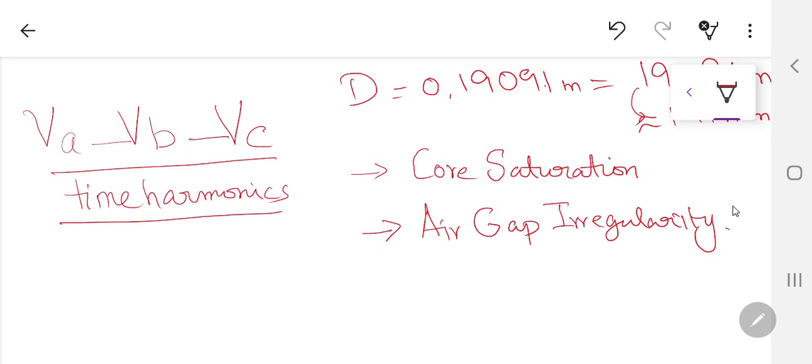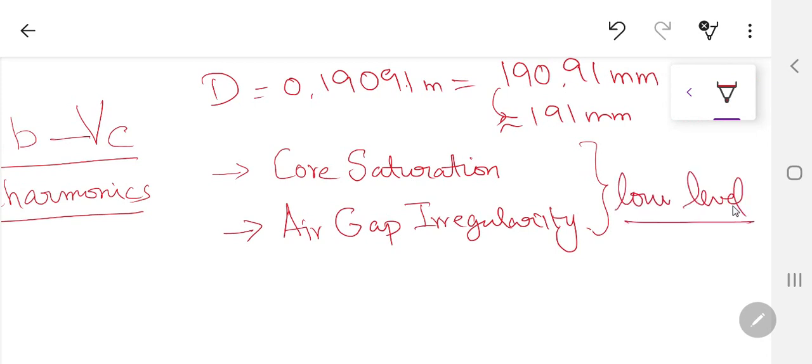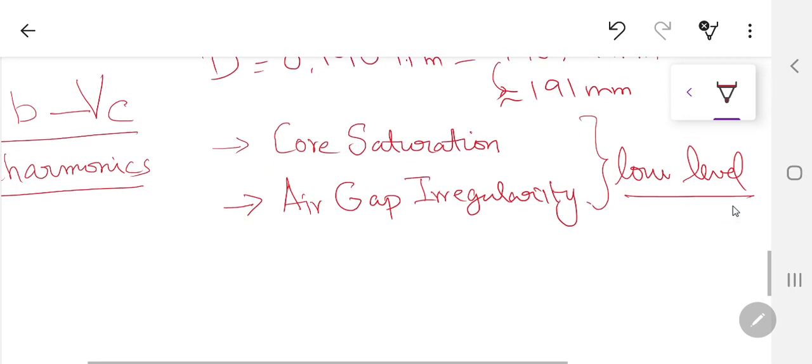But if I go on the harmonic side, because of this air gap irregularity, there is going to be a harmonic also introduced inside the machine MMF, that is the magnetomotive force produced over there. So this is very important, that your air gap is not having any irregularity. So these two are going to produce some harmonics, but they are going to be of very low level. So these two can be avoided by some better designing of the machine and some better controls on the physical.